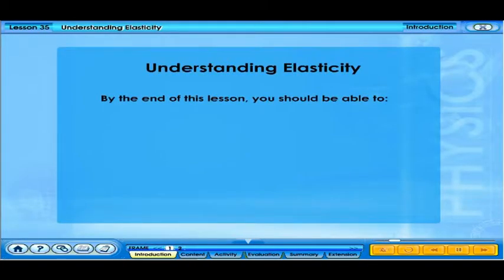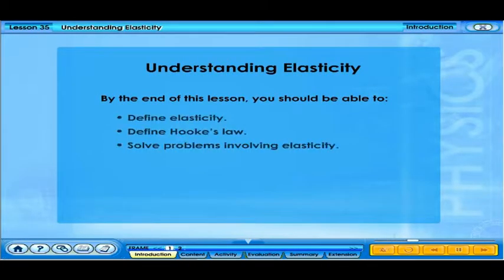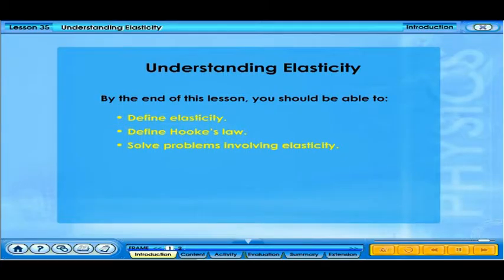By the end of this lesson, you should be able to define elasticity, define Hooke's law, and solve problems involving elasticity.